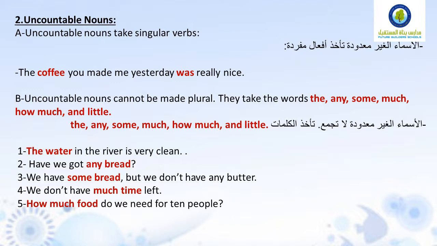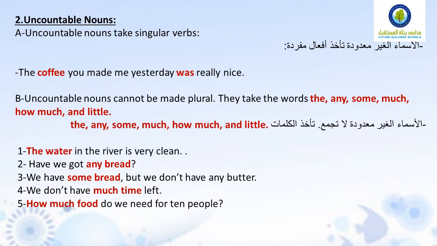Now let's move to the uncountable nouns. Uncountable nouns take singular verbs. So for the uncountable, we don't have two forms like the countable nouns. It has only one form. It is singular. It should come with a singular verb. So it doesn't take any plural form.